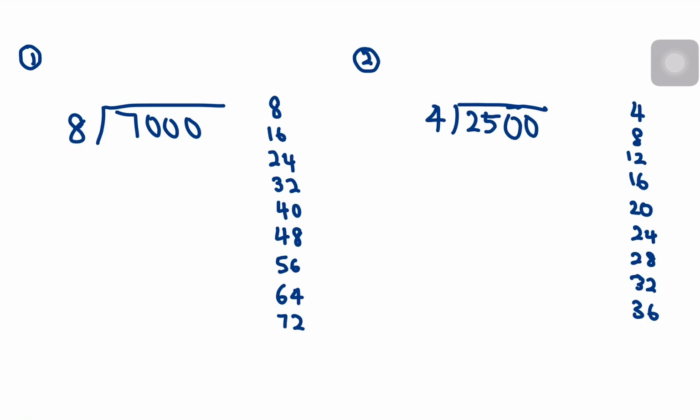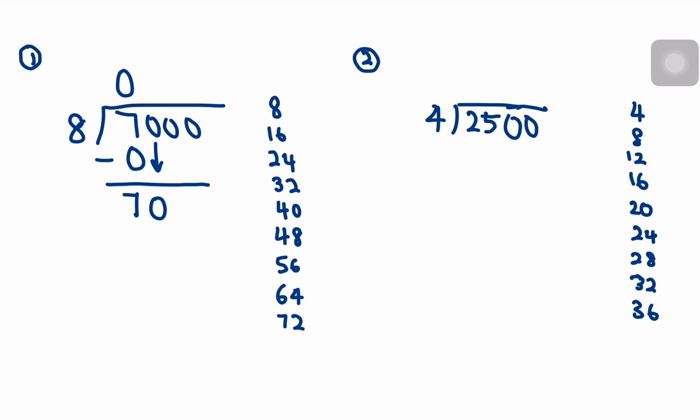So if you can find 0, what do you write on top? 0. Then minus 0. So you minus 0. After that, 7 minus 0 is 7. After that, bring down the next number 0.